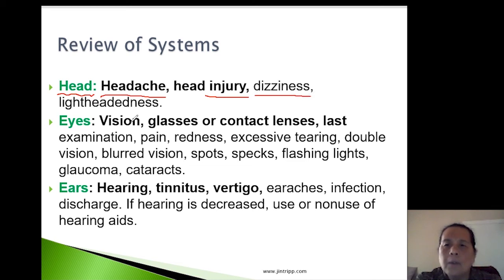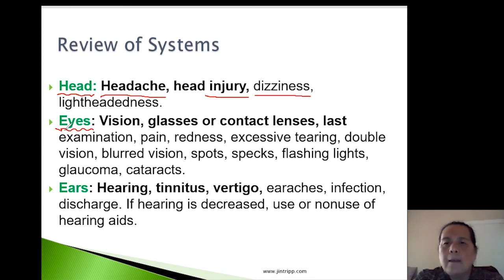Then we go to the orifice questions. We go over it one by one, starting from the eyes. You can start from the ear, still okay, but just go over it one by one. The order here is not that important.